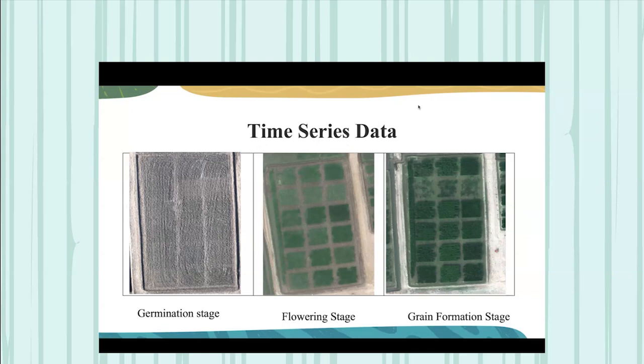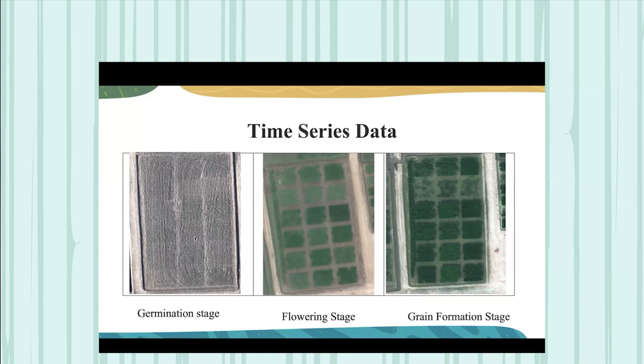The wheat crop lasts about 5 to 6 months. So before harvesting, 1 to 2 times in a week, you have to collect this data with the help of a drone. You can see over here we have the data from the germination stage. These are different plots, and in each plot there is a different genotype.